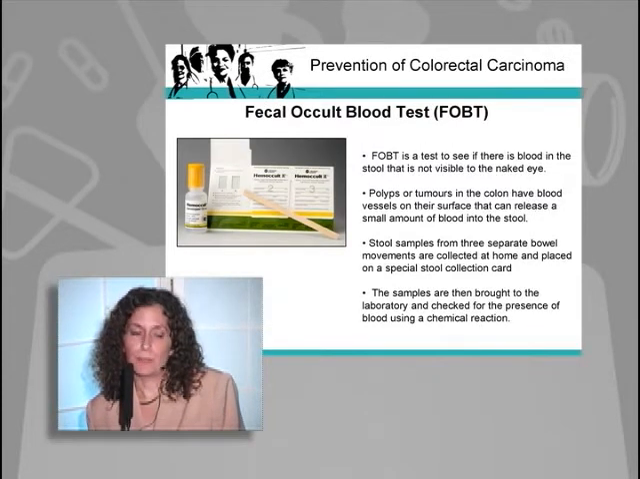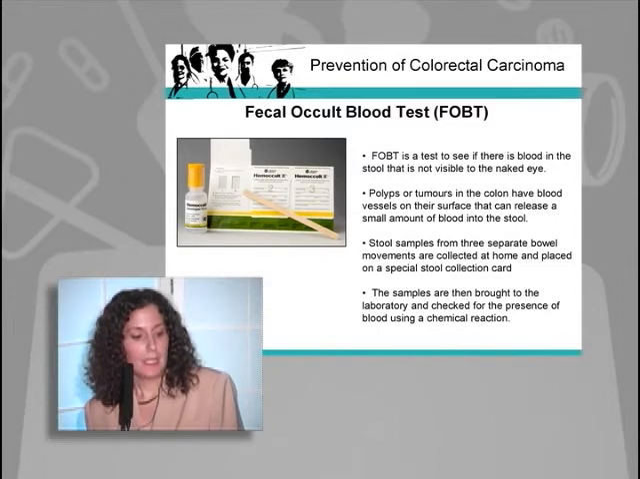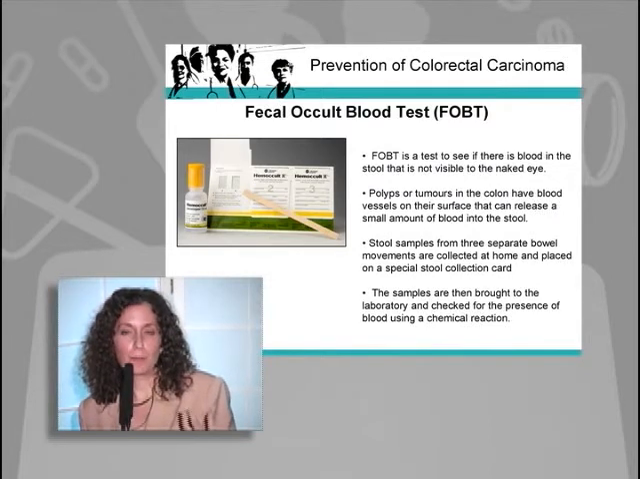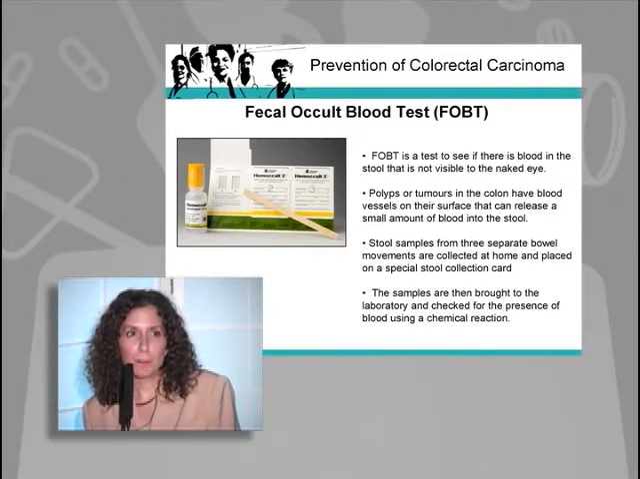The next test we talked about was fecal blood testing. So that's essentially a test that will allow us to see if there's any blood in the stool that's not visible to the naked eye. Essentially, when stool passes over polyps or tumors in the colon, those polyps or tumors are very vascular. And by scraping the surface of that, the polyp or the tumor will liberate a bit of minute blood into the stool. And that will be picked up by this test. Essentially, the test is performed by the patient at home. The patient takes three separate samples of stool that they smear on these cards, and the samples are then brought to the laboratory where a chemical reaction is performed on them.